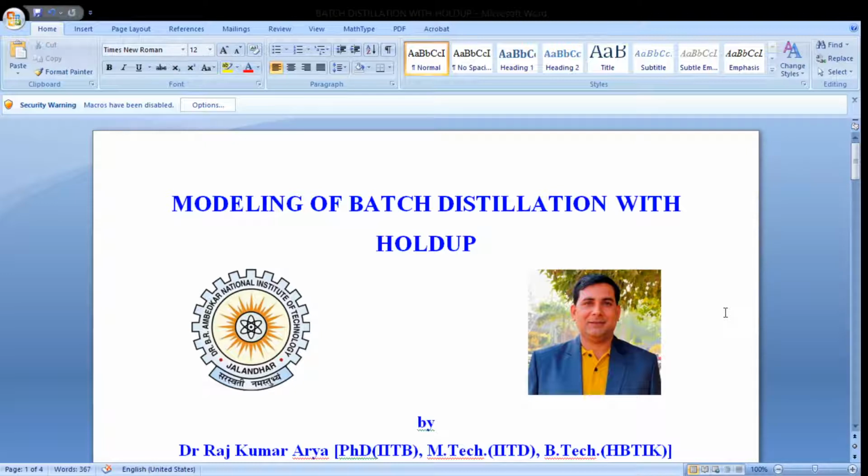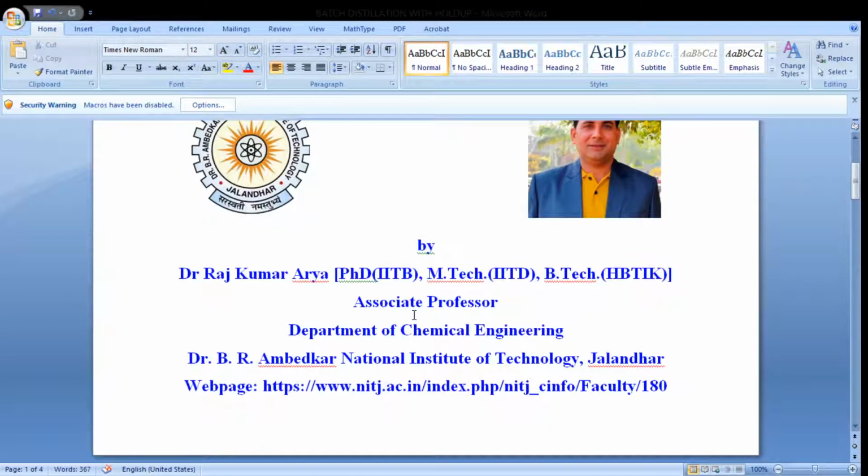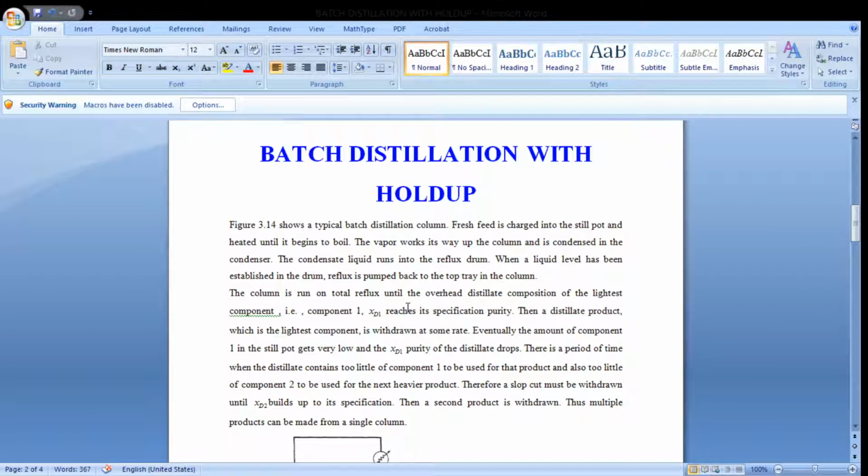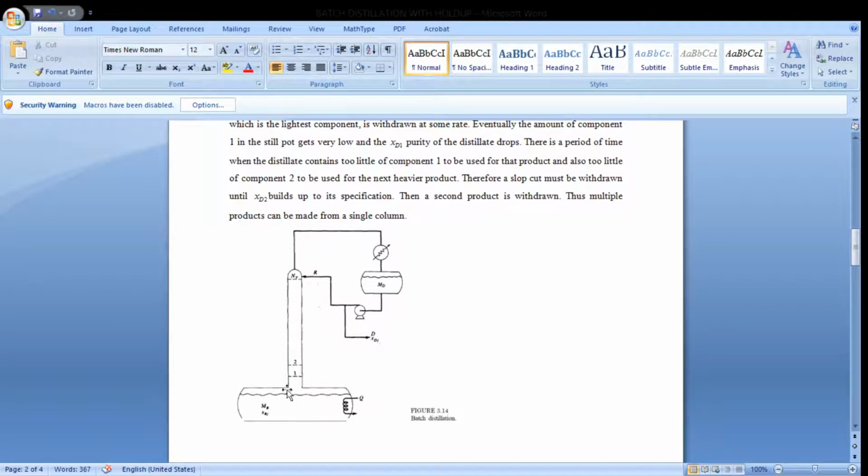Today I am going to explain the modeling of batch distillation with holdup. Batch distillation is very commonly used, where fresh feed is put in this particular still and provided with heat continuously. This heat will convert it into vapor, and the vapor will go inside the column, which will have n number of trays, 1 to n.